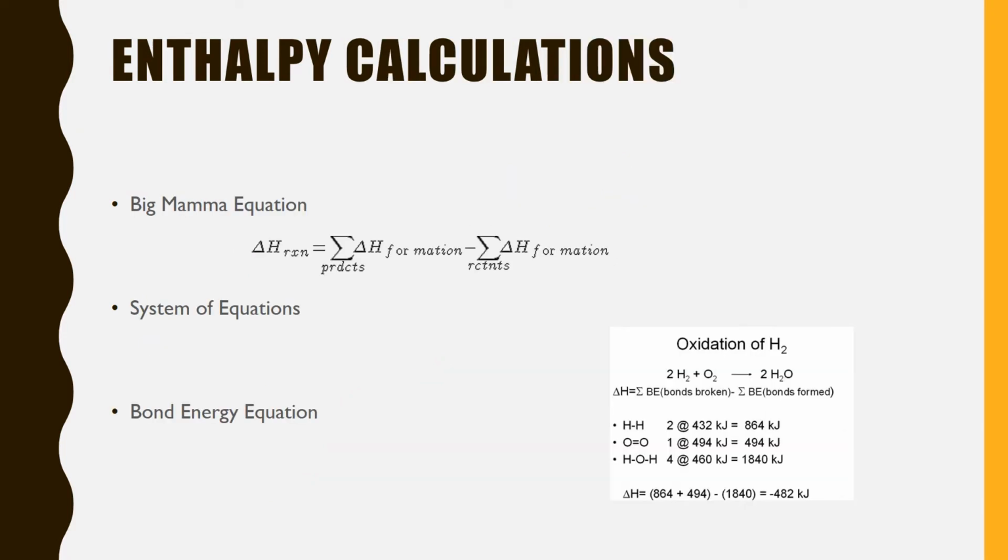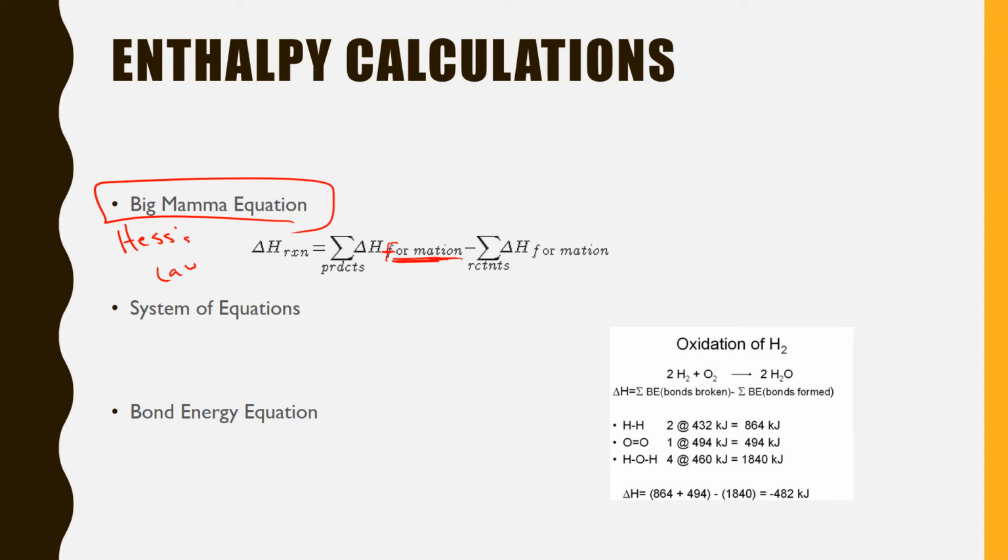Now for our enthalpy calculations. So we have three that we use most widely. Big Mama equation is also known as Hess's law. And delta H of the reaction is equal to delta H formation. This is very important right there. You have to use delta H sub F values.